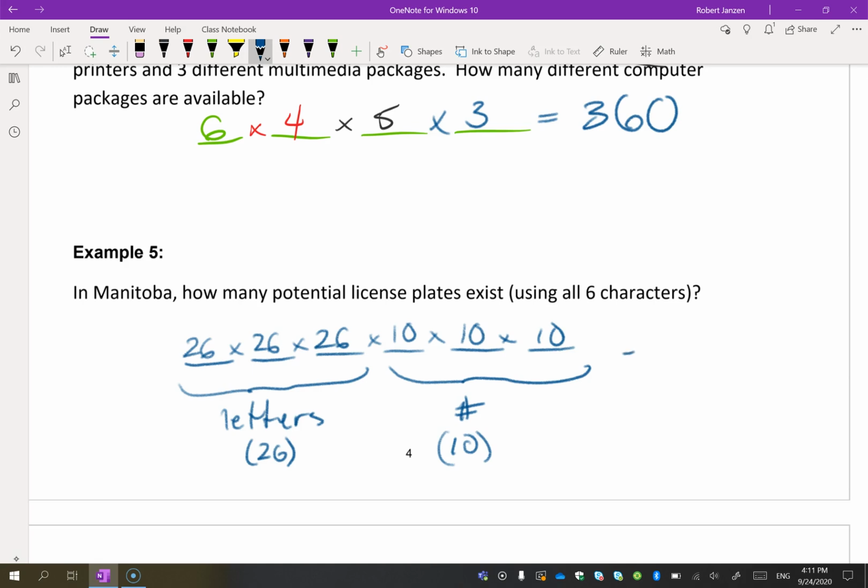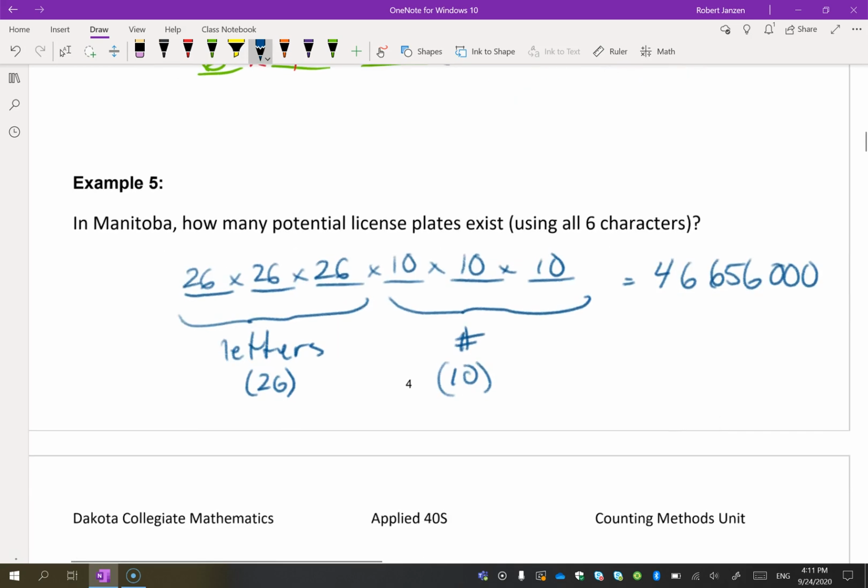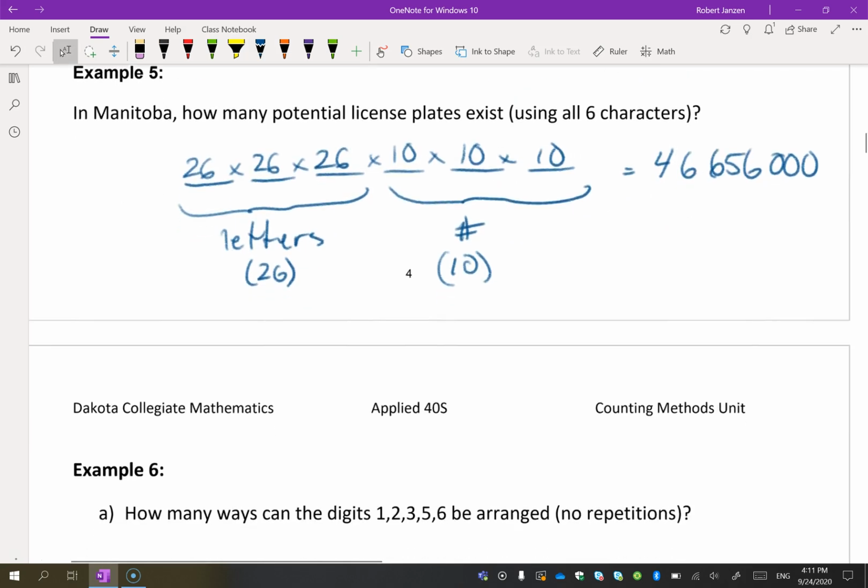So quite a few here. We get 46,656,000. That's how many possible license plates exist. That doesn't include the ones where you can put what you want on it, the custom ones.